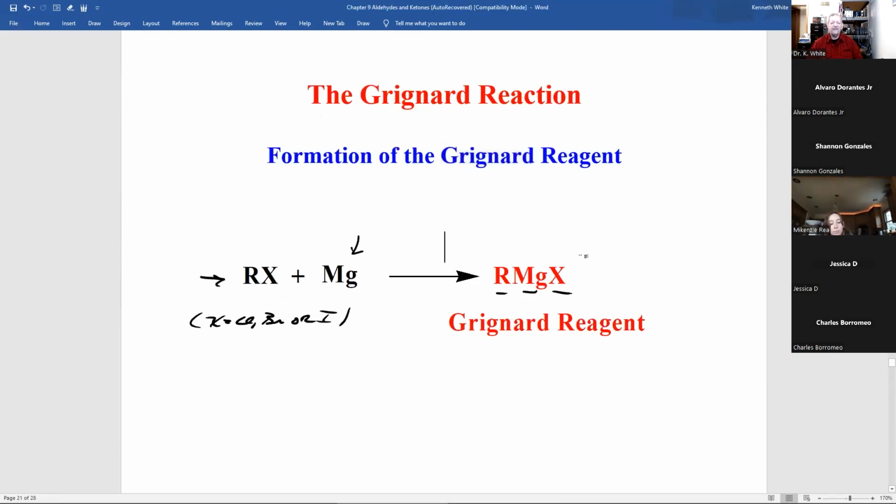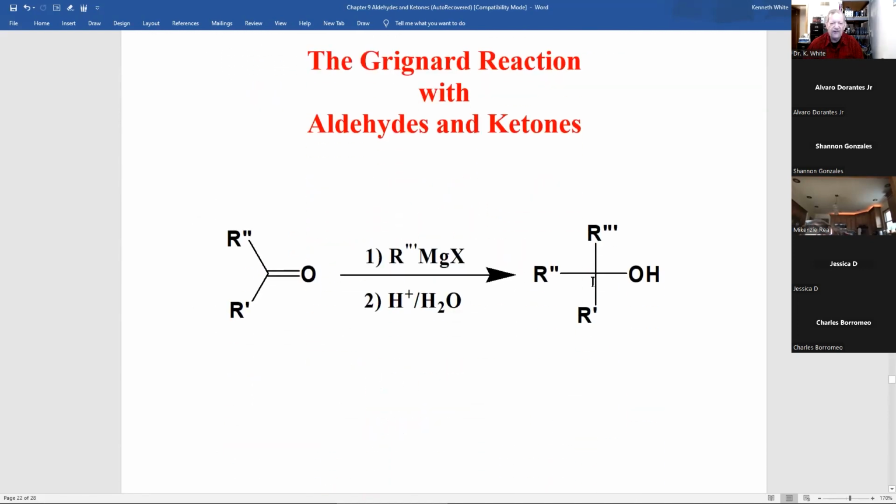Now, once you make the Grignard reagent, RMgX, what good is it? Why did Victor Grignard win the Nobel Prize in chemistry? Well, here's what's good with it. The Grignard reaction. And this is a two-step reaction. I'll explain that in a second. Take an aldehyde or ketone, and I don't have it here, I apologize. If R prime is hydrogen, it's an aldehyde. If it's carbon, it's a ketone.